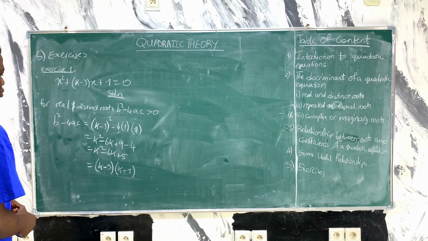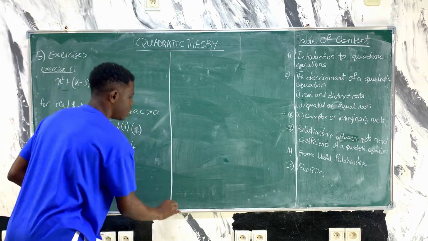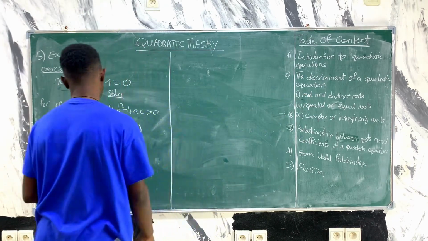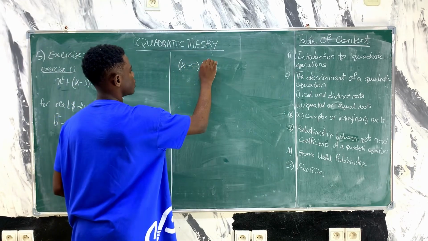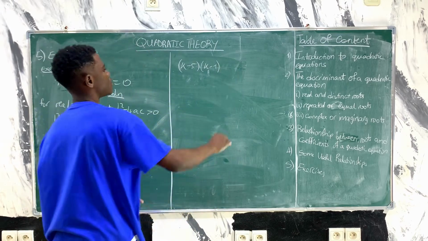But we know that the roots are real and distinct. So k minus 5 times k minus 1 is greater than 0.